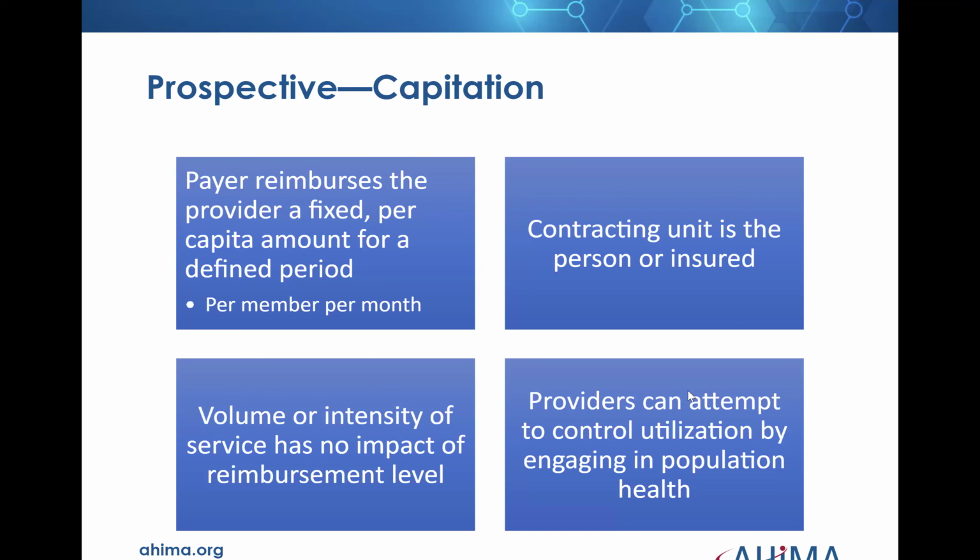With capitated patients, the payer is going to reimburse a provider a fixed amount per capita for a defined period. So this is per member per month, right? And similar to the HCC model, it doesn't matter if the patient comes in one time a month, or 30 times a month. The provider will be paid the same. And the providers can do things to control this by engaging in population health and care management programs and some of these other things.